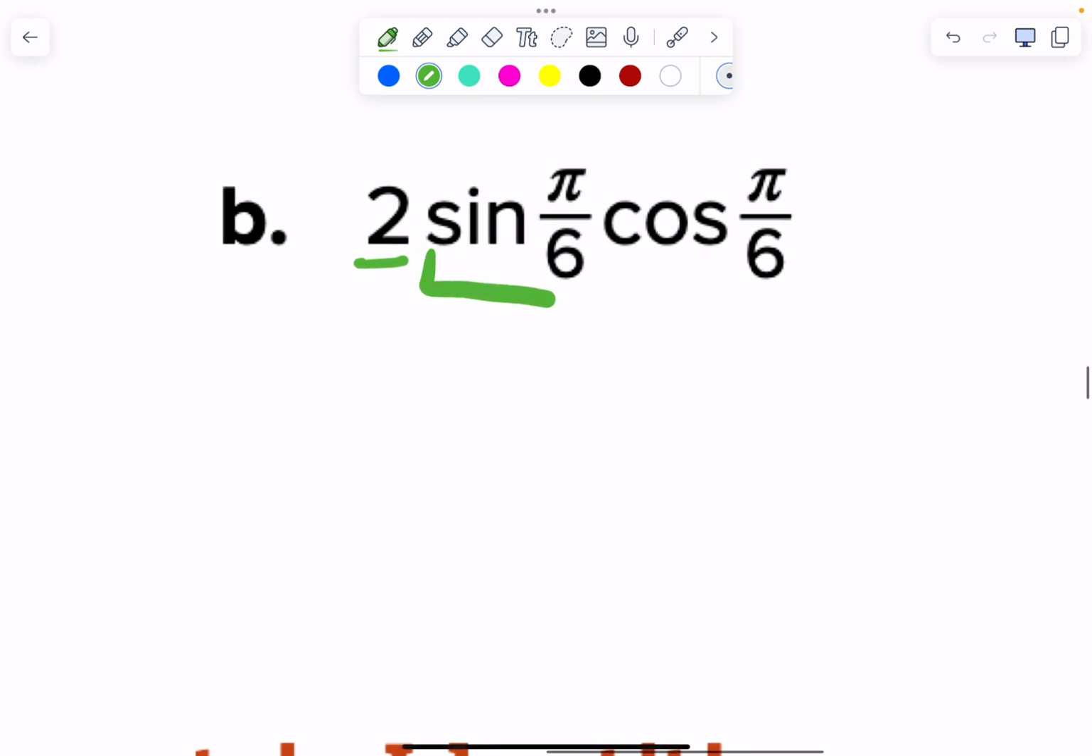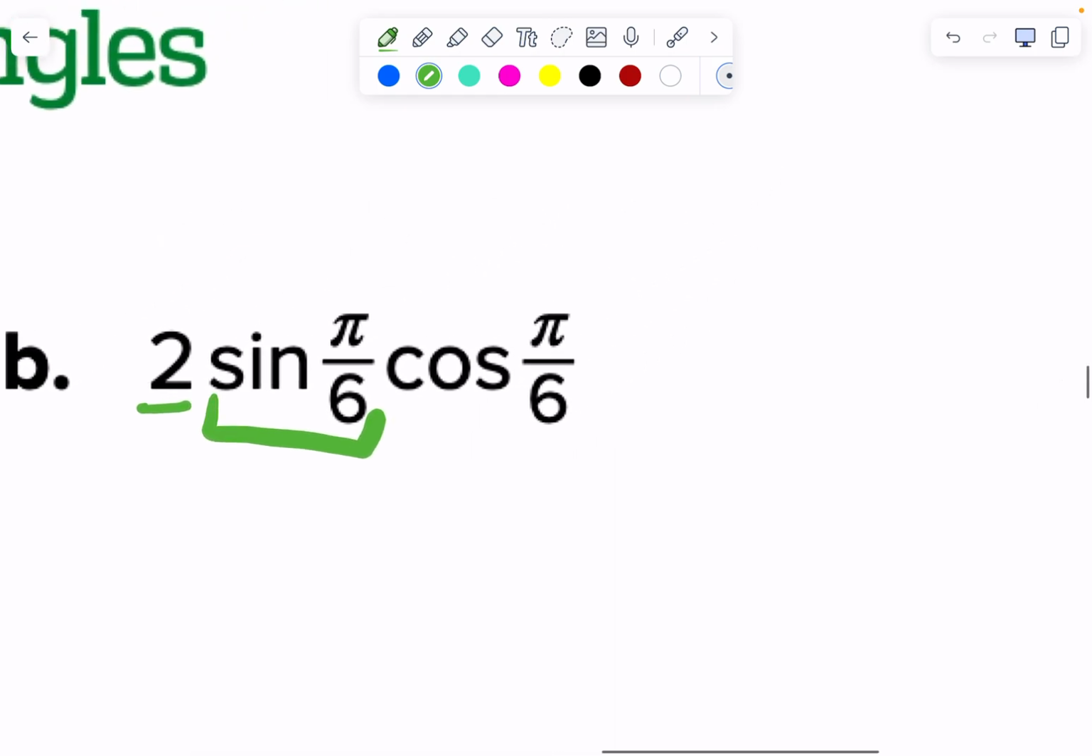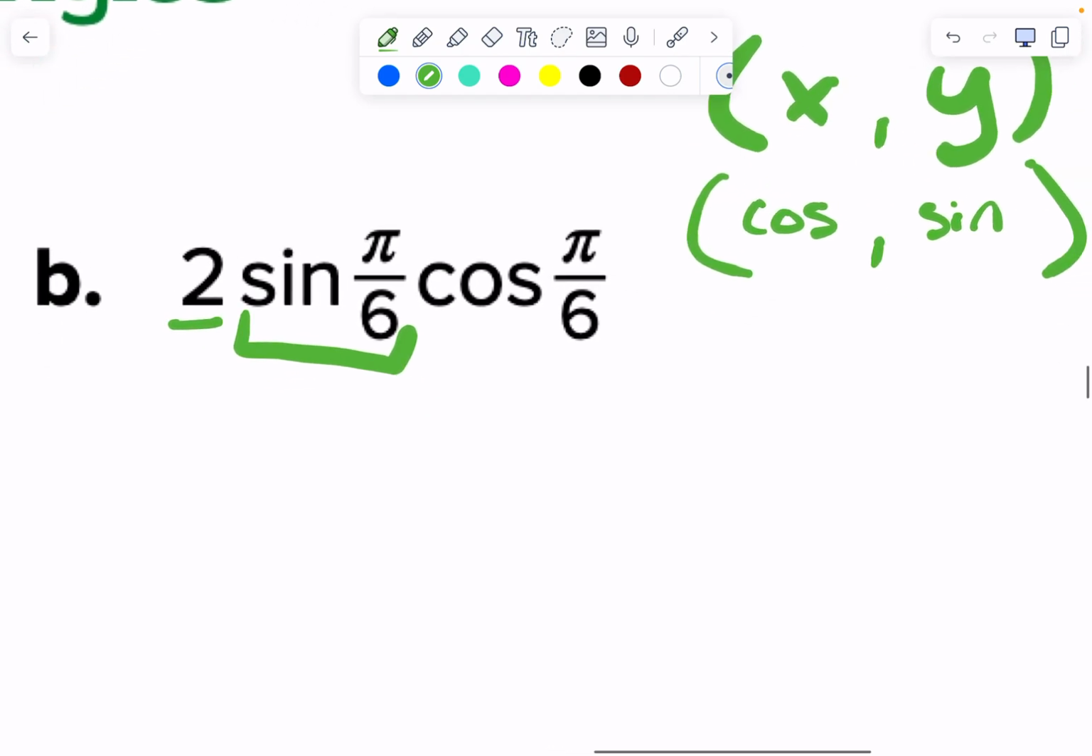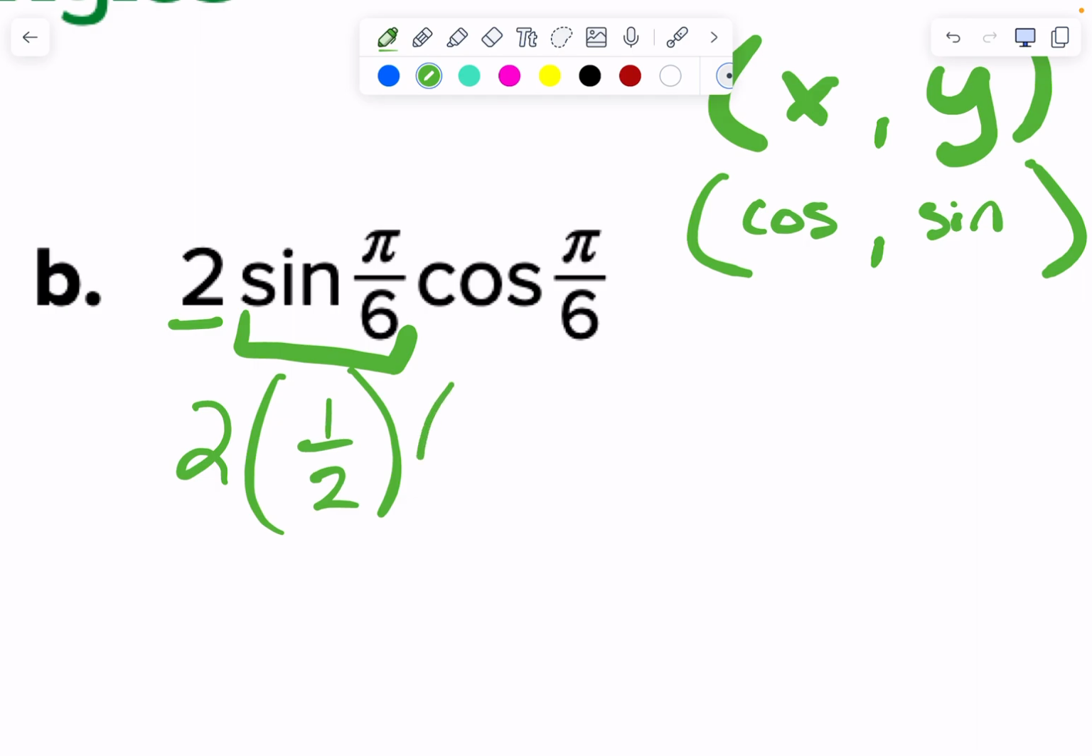Let's do sine of pi over 6. Go to pi over 6 on your unit circle. Pi over 6 is in the first quadrant. It is 30 degrees. When you have x comma y, sine is the second one. Sine is the y coordinate, cosine is the x coordinate. So what's sine at pi over 6? Half. Okay, so I've got the 2 just sitting there. What's cosine of pi over 6? Square root of 3 over 2. Okay, now what?